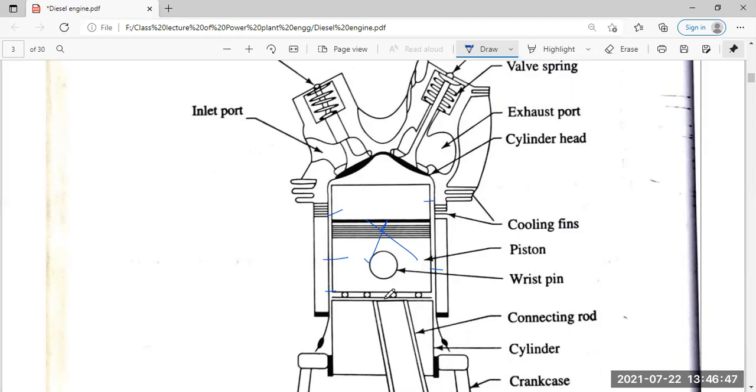The piston, by the action of the burnt fuel pressure, starts coming up, and ultimately reaches a position where the exhaust valve opens. Then the fumes will go out from this area, and next it reaches a position from where the inlet port is opened and air comes in, and it is compressed again.